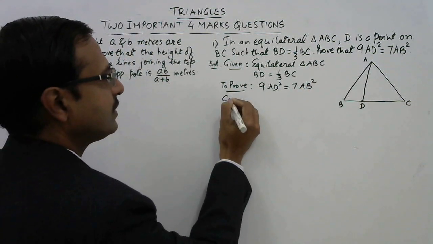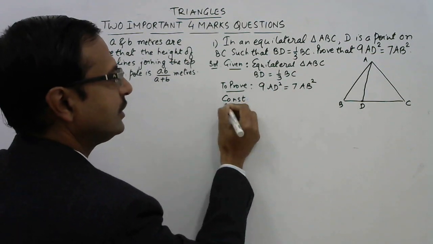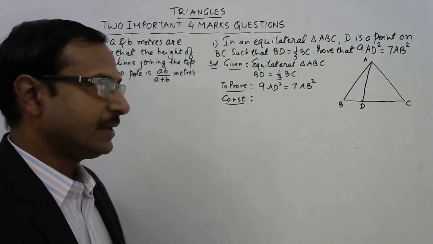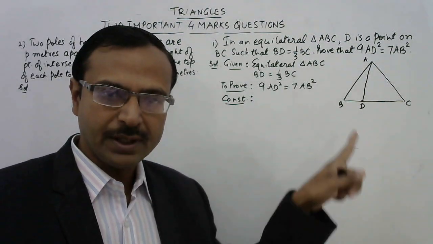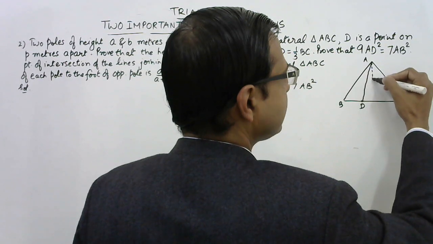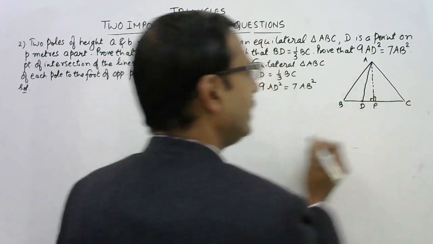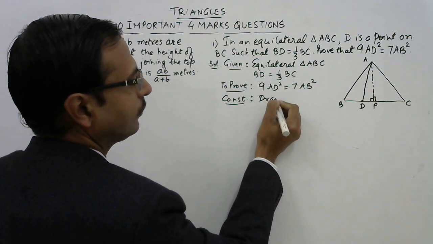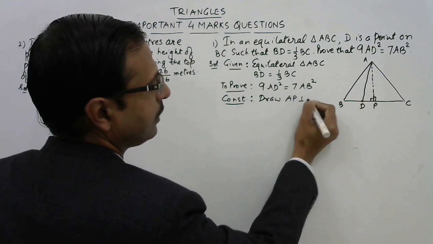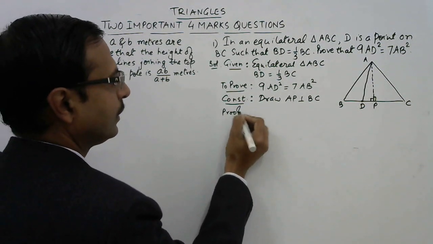Now for this, since the to prove is in squares, we need to do a construction. We need to have right angle triangles here. There is no right angle triangle here, so we will draw the altitude. From A, we will draw the altitude like this. So draw AP perpendicular to BC. And now we can get on with the proof.